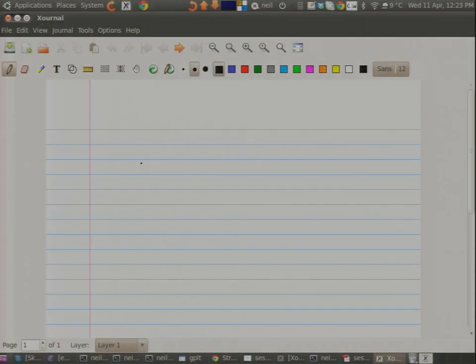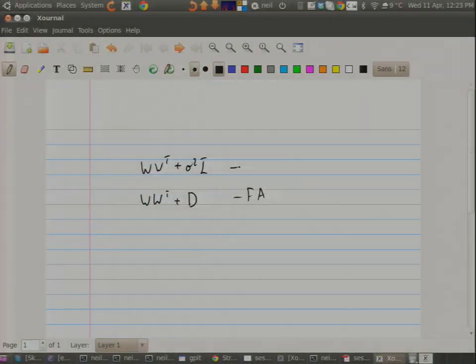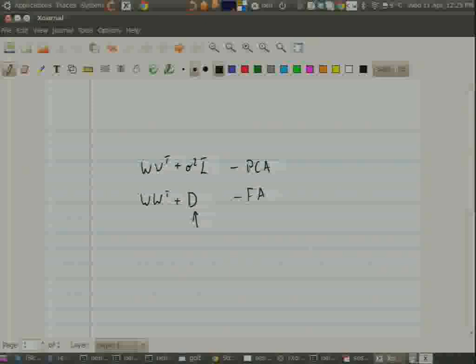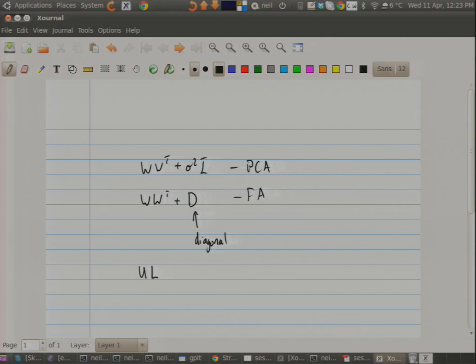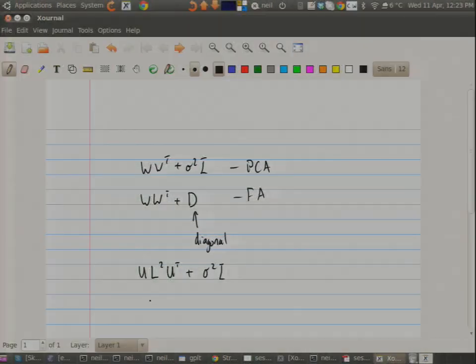So if you've got W transpose plus sigma squared I versus W transpose plus D. That's factor analysis, that's PCA. You'd think it was a lot more complicated than that if you read a lot of text on it, but that's basically it. That's diagonal. And you want to fit all these things. Well, when you do the singular value decomposition, sorry, I had it as L, didn't I? U L squared U transpose plus sigma squared I. So the trick that's often used here is that this is also true.